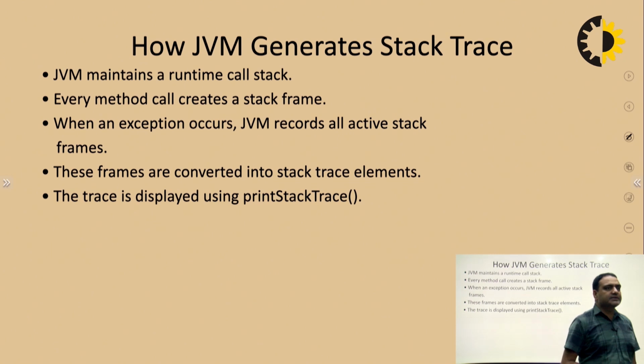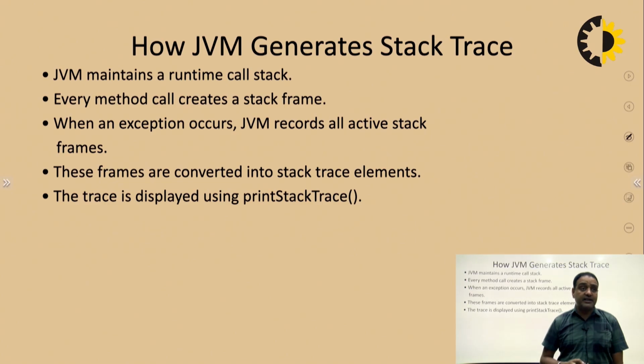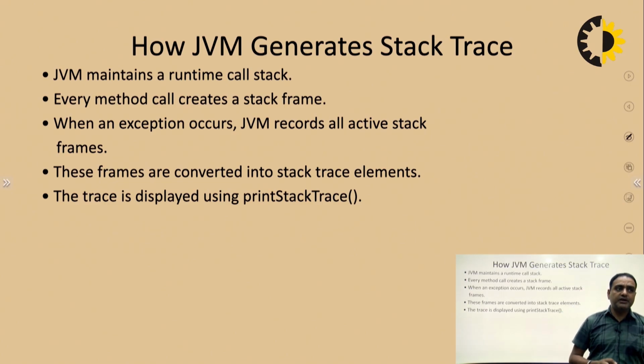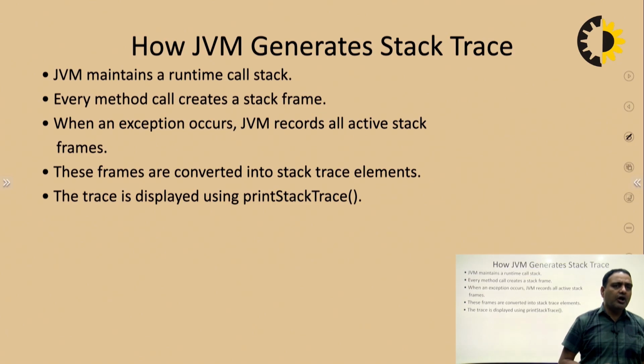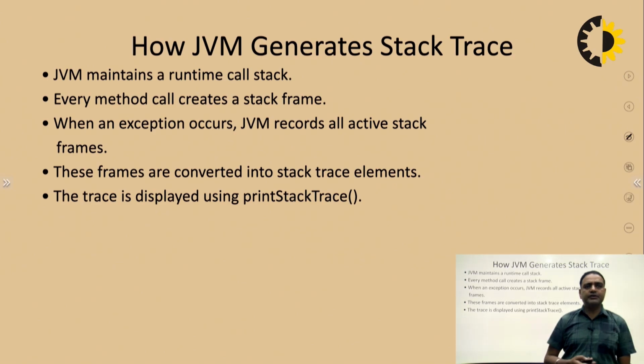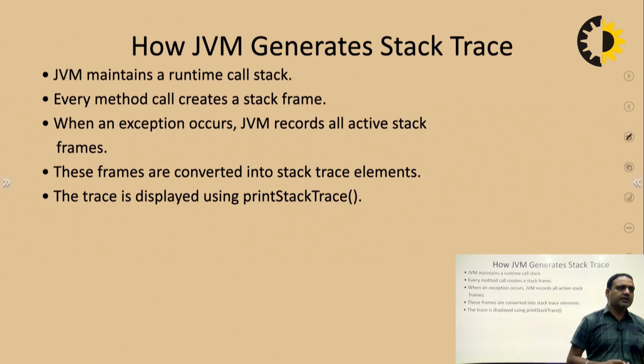When an exception occurs, the JVM records all active stack frames. These frames are converted into stack trace elements. The trace is displayed using printStackTrace. This is a special method in Java by which we can display all the information which we have received at runtime. Through this method, printStackTrace, we can get the information of which type of exception was generated, and all the detailed information about the exception.